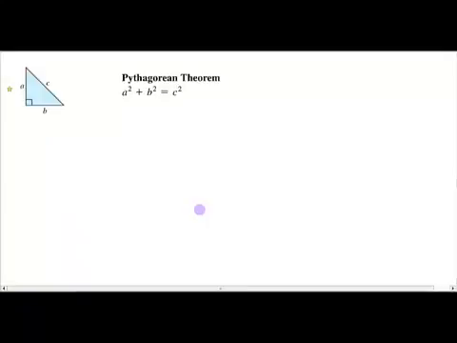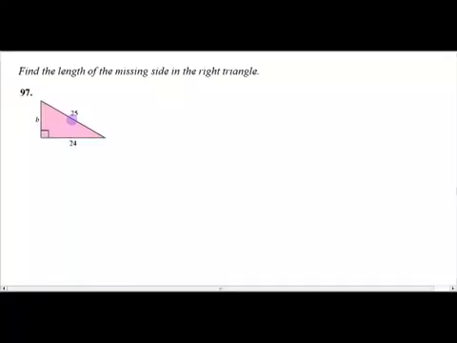You might recall the Pythagorean theorem, a squared plus b squared equals c squared. Now a and b are always legs of the right triangle. They're the sides that make the right angle. C is always opposite the right angle. It's always the longest side, and it's called the hypotenuse. Using the Pythagorean theorem, let's find the length of the missing side in the right triangle.